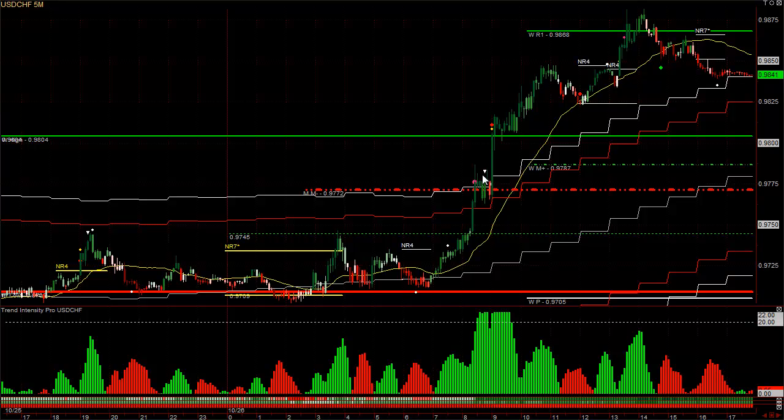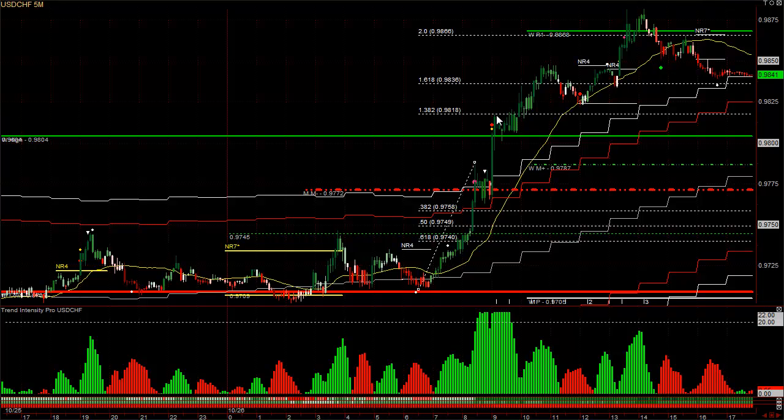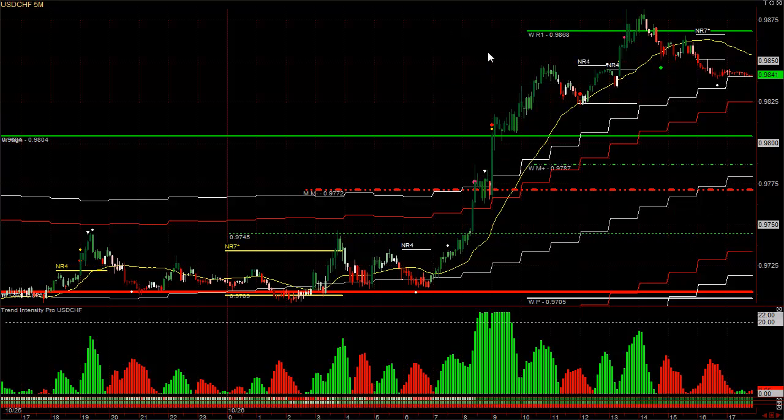You got in, maybe you got out of half your trade, you drew your fib from this first wave up, and look to exit at the first or second fib target up here. Let's look at some other examples.